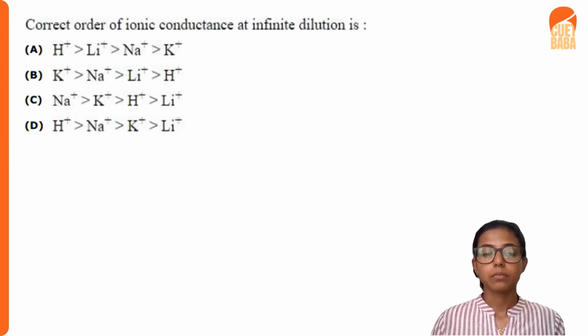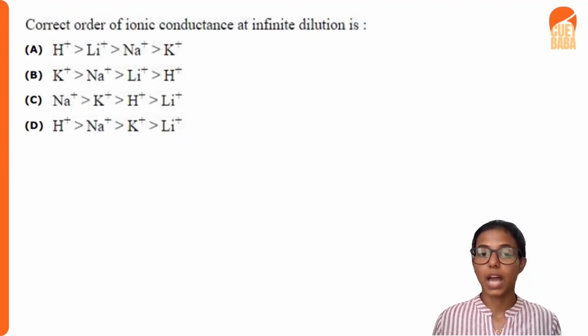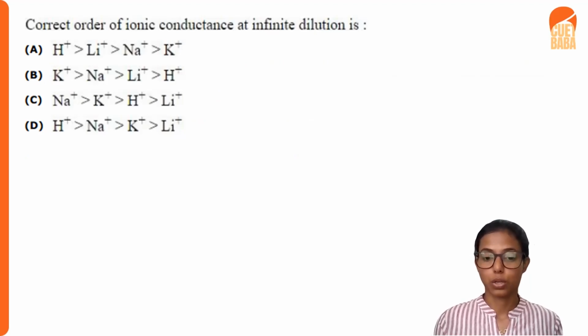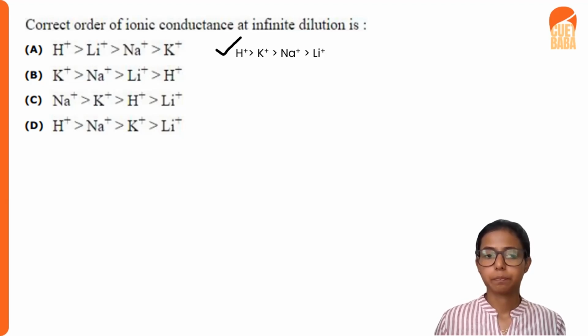Next question. The correct order of the ionic conductance at infinite dilute solution. We are given some of the ions, that is H+, Li+, Na+ and K+. We want to predict what will be the order for the ionic conductance of these ions in infinite dilute solutions. So in this option, at that time, all the four options were wrong, and the correct answer was H+ greater than K+ greater than Na+ greater than Li+.